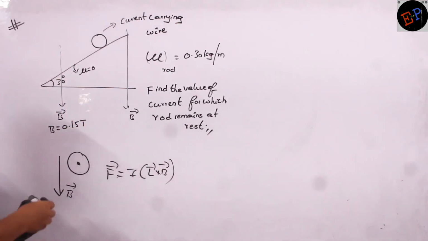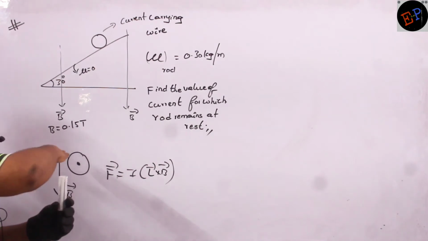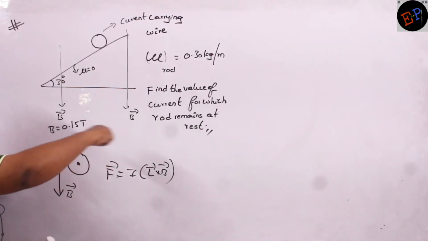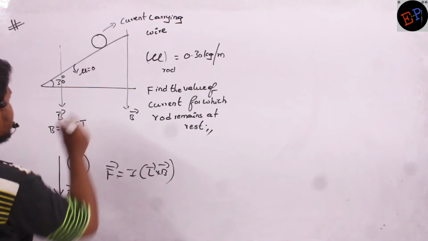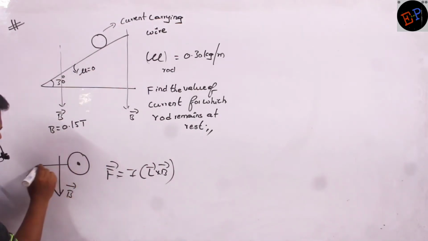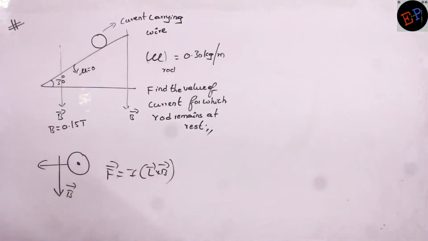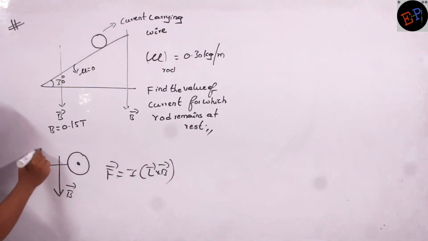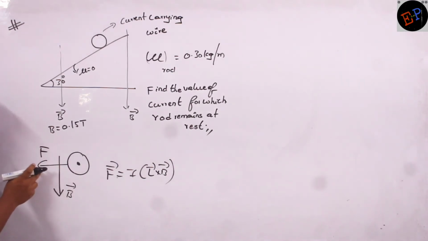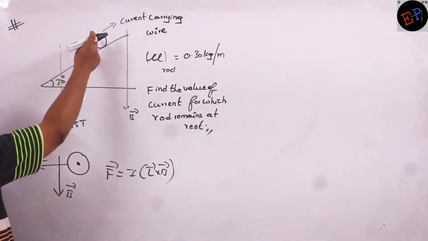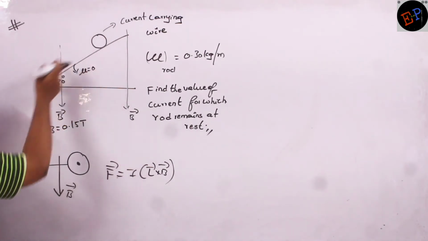Magnetic field is in which direction? Downwards direction. So L dash cross B dash. This is the direction of thumb, no? So it means this conductor will experience force in this direction. If it experiences force in this direction, what is this force doing? It is pulling this rod or pulling this wire down the plane.